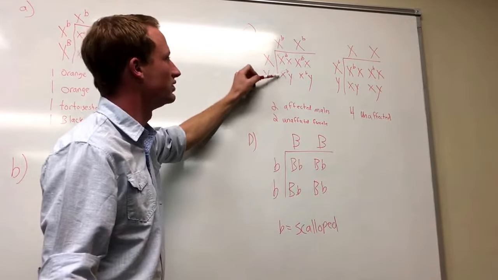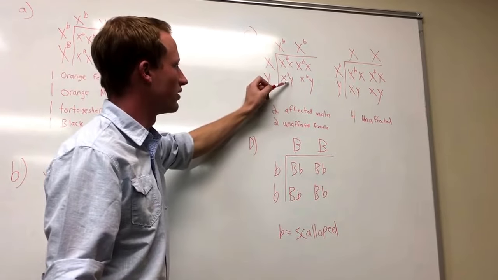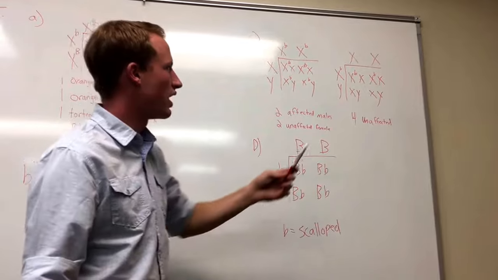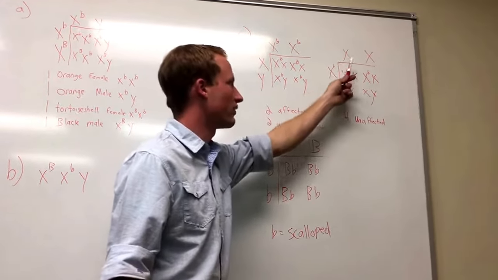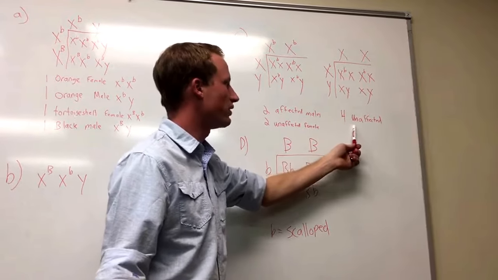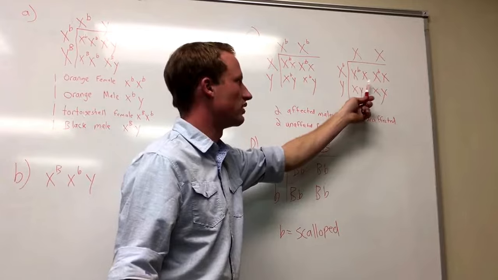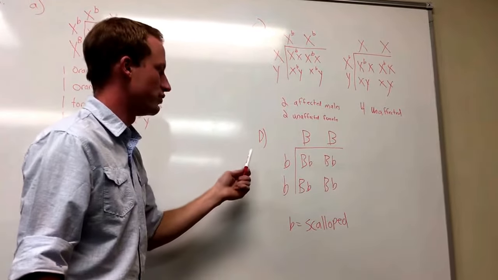Because it's an X-linked gene and it's recessive, only the males will show that trait because the females are heterozygous recessive. And then if we switch that test cross and have an affected male and an unaffected female, we'll see that the phenotype will be 4 of the offspring will be unaffected because again the females are heterozygous for the recessive mutation.